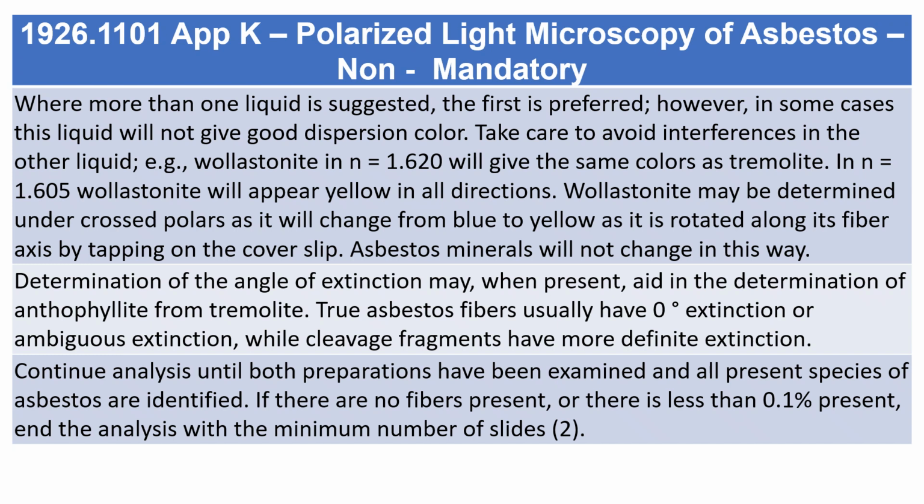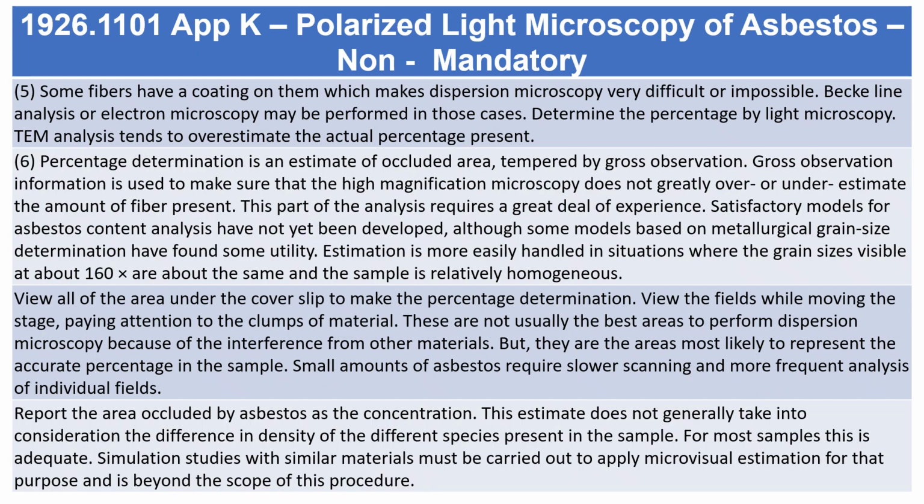If there are no fibers present, or there is less than 0.1% present, end the analysis with the minimum number of slides, 2. 5. Some fibers have a coating on them which makes dispersion microscopy very difficult or impossible. Backline analysis or electron microscopy may be performed in those cases. Determine the percentage by light microscopy. TEM analysis tends to overestimate the actual percentage present.